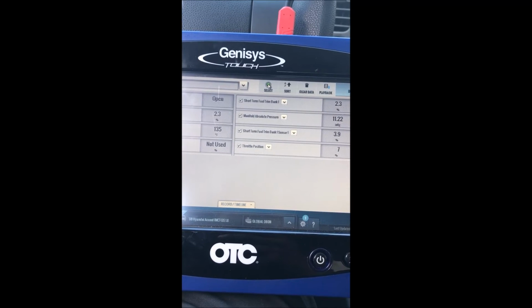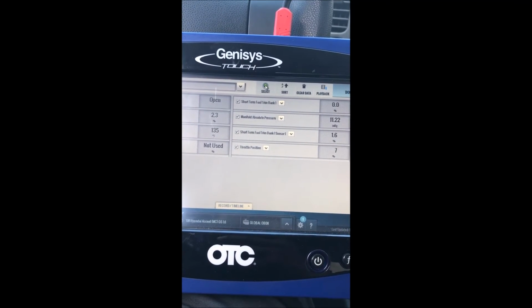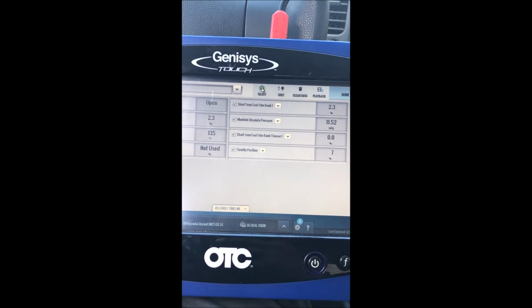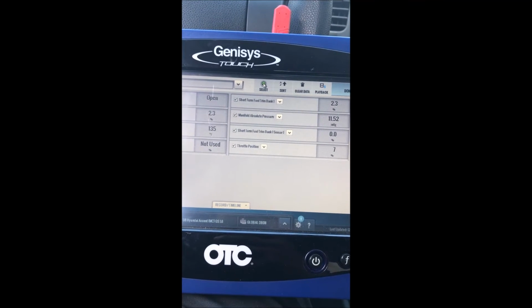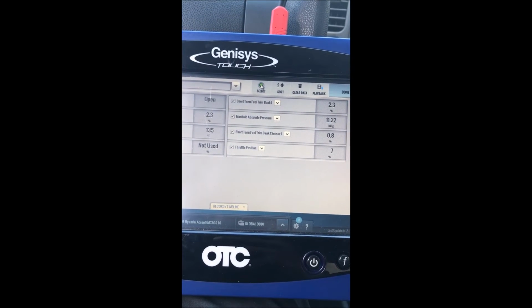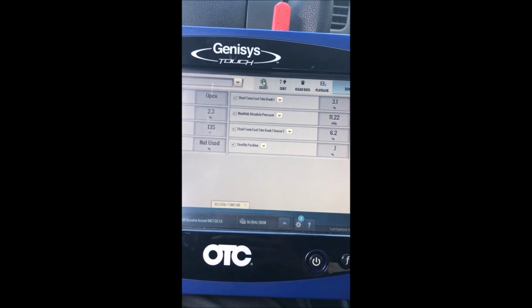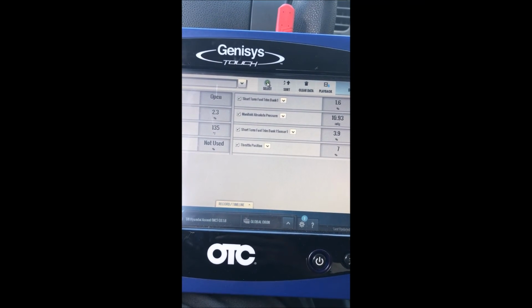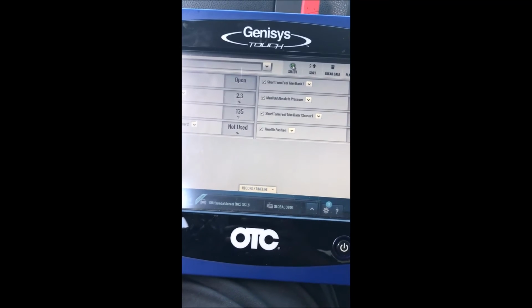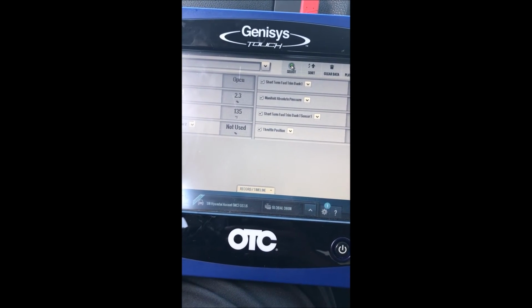Like I said, right now we're a bit on the positive side, so we are running a little bit lean, but it's not major right now. What we'll do, like I said, is take a look at the codes and go from there, but pretty much that's the function of the fuel system and the information that we have right here.